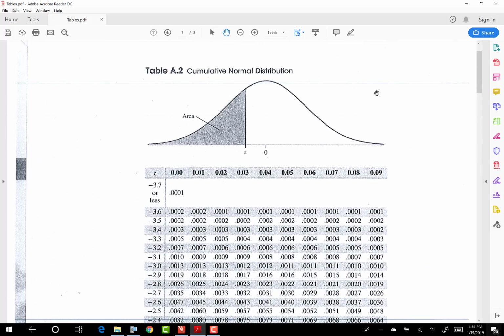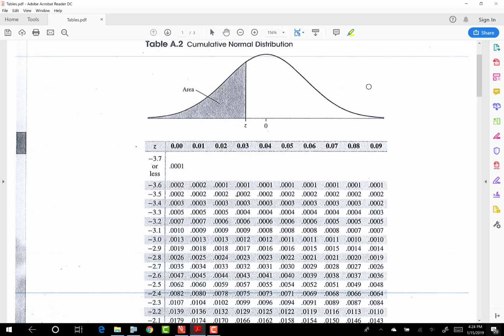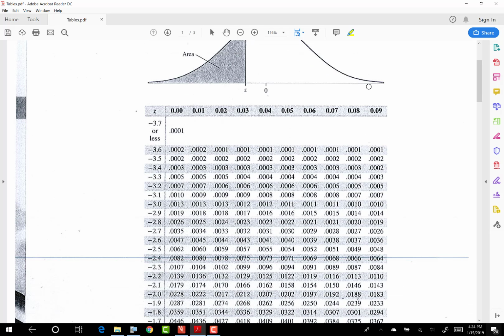Notice that in the table, you're going to find the z-value, and then once you have that z-value, the number in the table is giving you this area to the left. So the table gives us the areas to the left. For this one, we're going to look at 0.94. So we want the area to the left of 0.94.